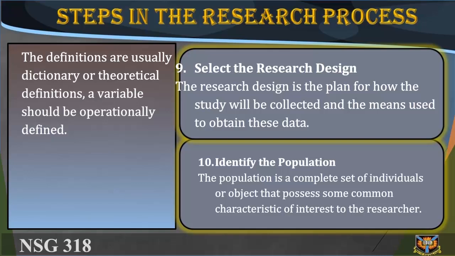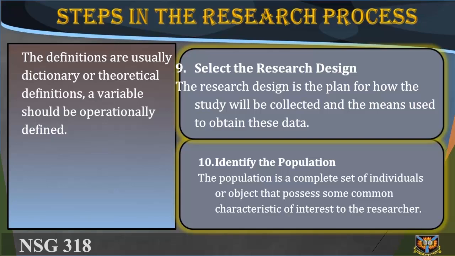Identify the population. The population is a complete set of individuals or objects that possesses some common characteristics of interest to the researcher. The researcher must specify the broad population or group of interest as well as the actual population that is available for the study. The first type of population is identified as the target population, and the second type is called the accessible population. The target population, also called the universe, is made up of the entire group of interest.